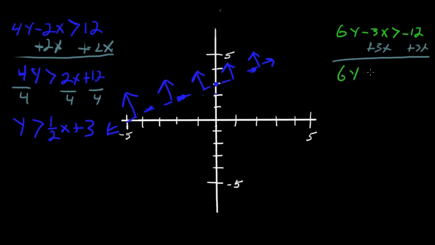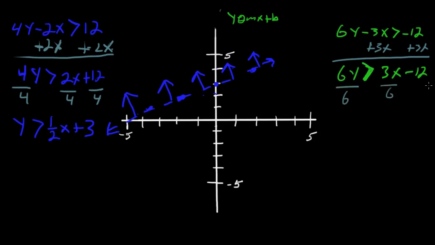6y, okay, greater than, strictly greater than, so this will be a dashed line also, 6y greater than 3x minus 12. And we want to put the x term first, because then it's in that y equals mx plus b form, except for instead of equals here, it's an inequality. Okay, it's a greater than. Alright, now we want y by itself, so I'm going to divide by 6.